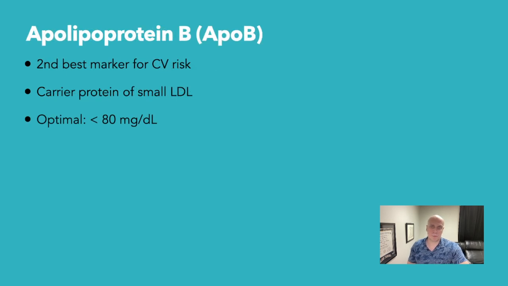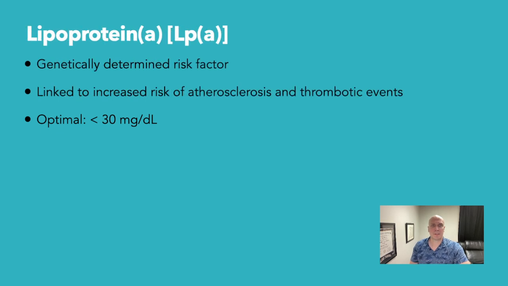The next test reported usually on an advanced lipid test is the apolipoprotein B. This is the second best marker for cardiovascular risk. This is the carrier protein of small LDL. Because fat and water don't mix, cholesterol needs to be carried around in a carrier protein, and that's what apolipoprotein B is. Optimal level is less than 80.